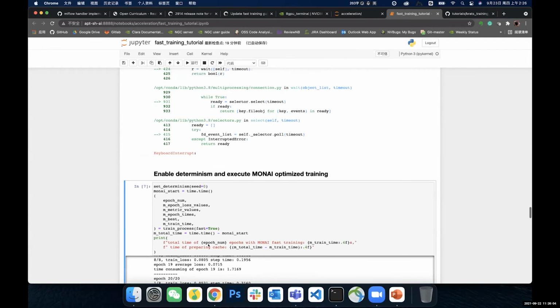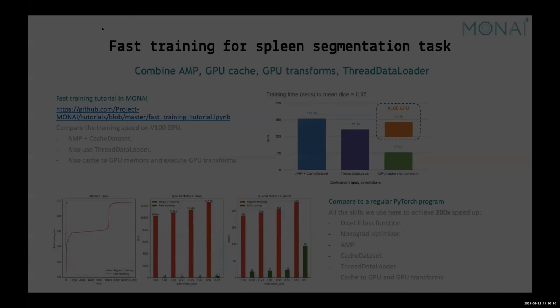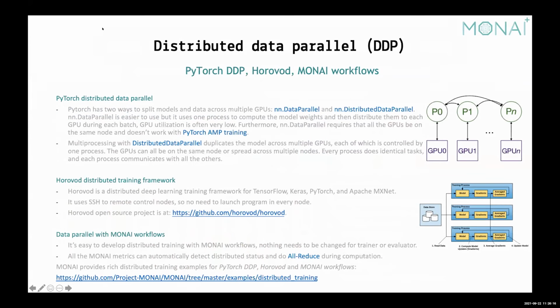Okay, let's go back to the slide. After showing the spleen example, let's move forward to a more exciting topic: how to leverage multi-GPU and multi-node to continuously accelerate the training. Currently, the most popular distributed training methods are the PyTorch DDP module and the Horovod framework. All the MONAI components can work well with them, and we prepared rich examples for reference. You can get all the examples here.